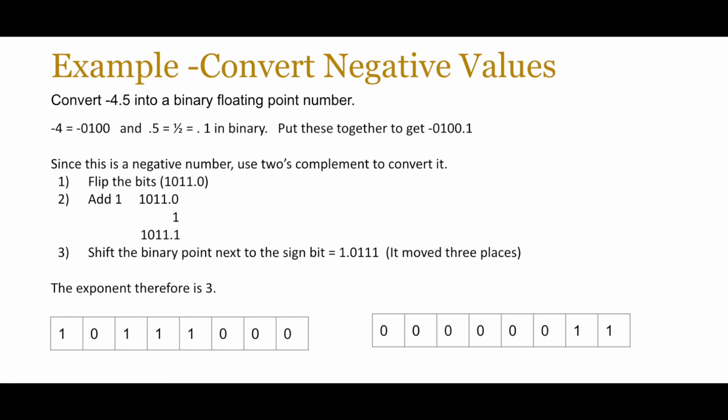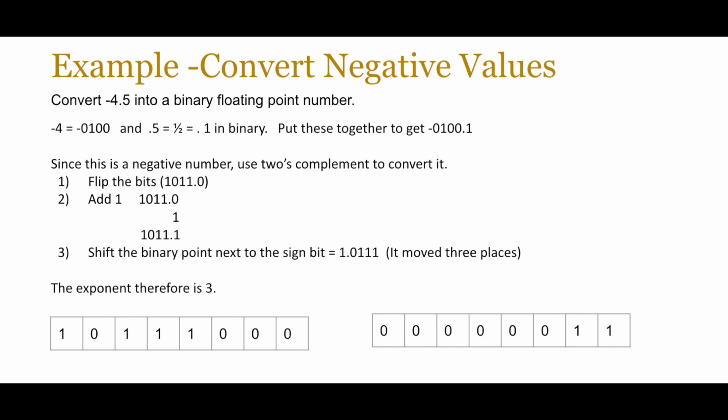But since it's a negative number, the easiest way is to use 2's complement. So let's look at converting minus 4.5 into a binary floating point number. We're going to do minus 4, where we just put the minus sign in front of it. So 0, 1, 0, 0 is basically 4. The minus sign stays where it is. And 0.5 is equal to a half, which is equal to 0.1 in binary. So put these together, we get minus 0, 1, 0, 0, 0.1.